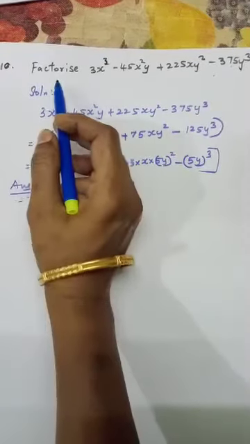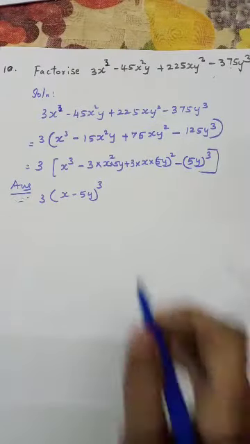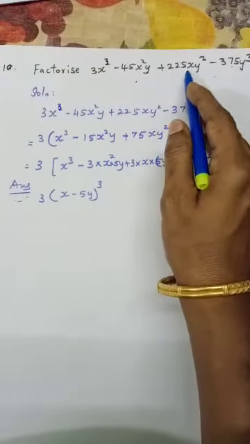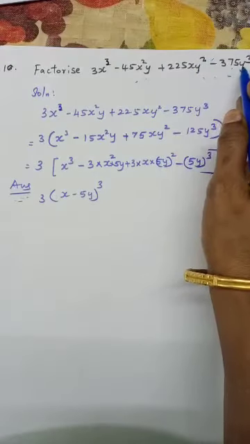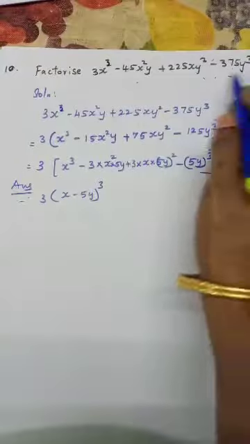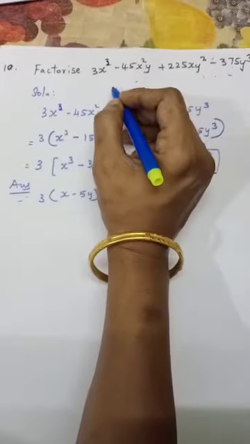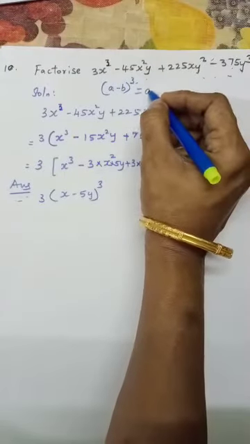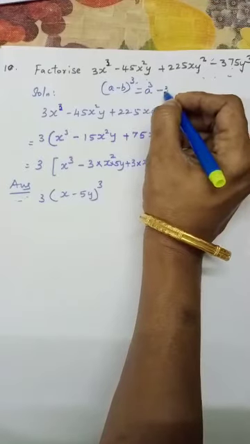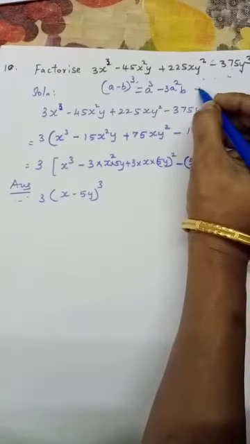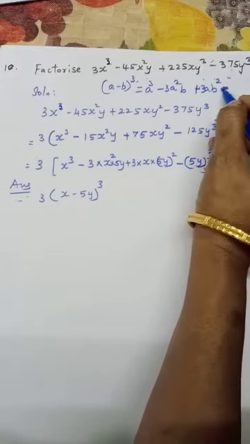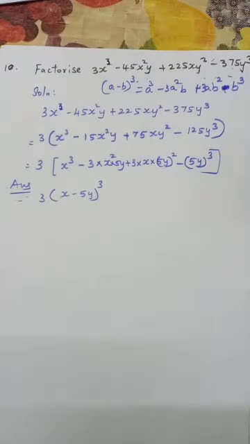10th problem. Factorize 3x cube minus 45x square y plus 225xy square minus 375y cube. See here, this is in the formula a minus b the whole cube. What is the formula for that? a cube minus 3a square b plus 3ab square minus b cube. This is the formula. We know, isn't it? Okay.